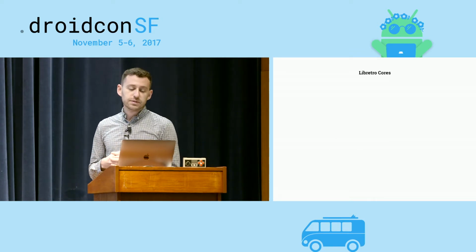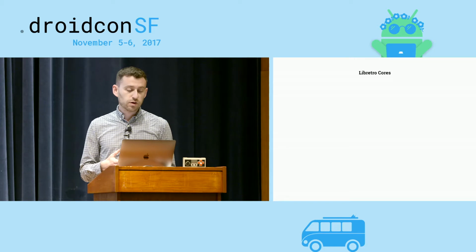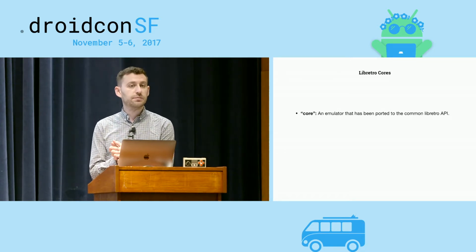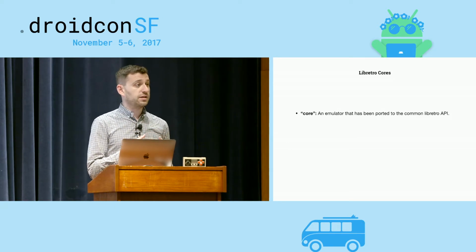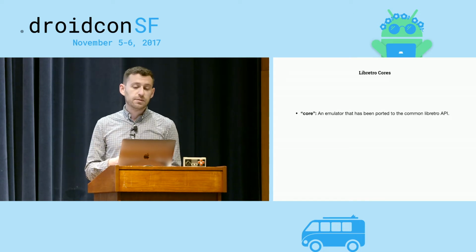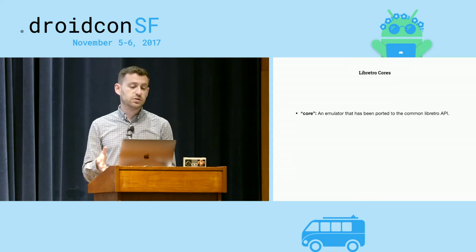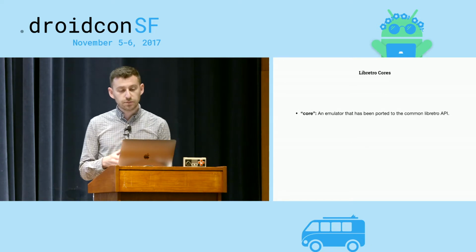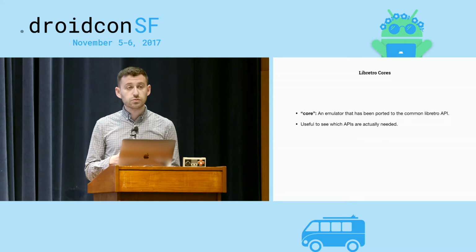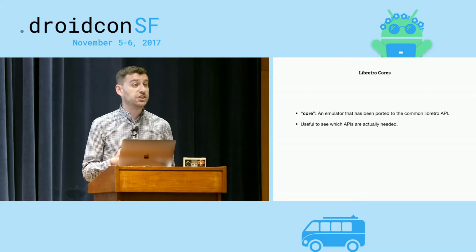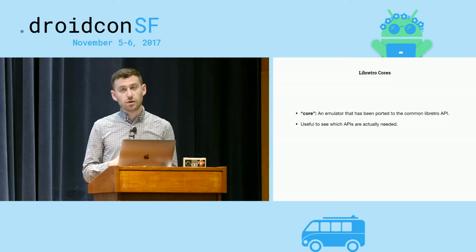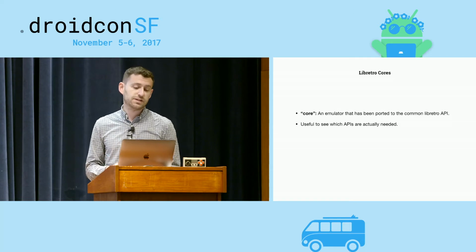The next thing that I looked at were the libretro cores. And a core is an emulator that has been ported to this common API. So for example, an emulator for Super Nintendo, for Sega Genesis. There are many of these out there, and people in the open source community have been porting them to work on this common API. Libretro calls those cores. Looking at the source code for the cores was really useful to see which APIs were actually needed. So going from those 25 methods earlier, I was able to narrow it down quite a bit by seeing what code was actually implemented.